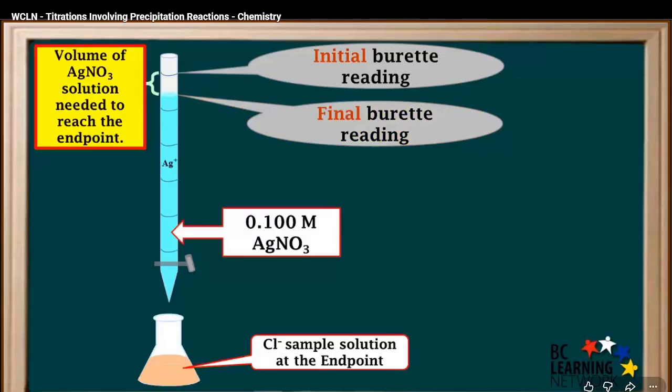The difference between the final burette reading and the initial burette reading will tell us the volume of AgNO3 solution required to reach the end point of this titration.